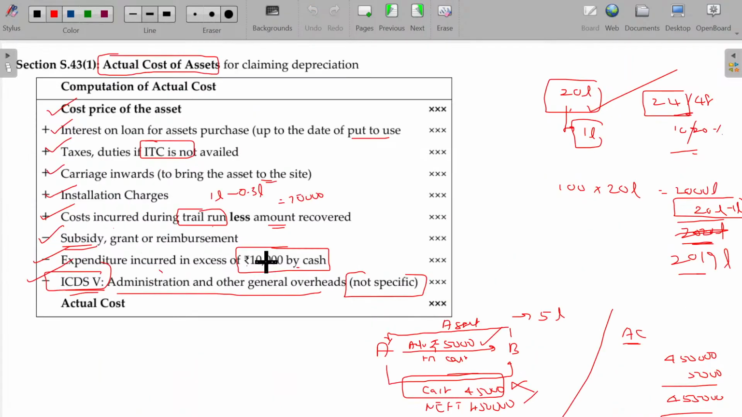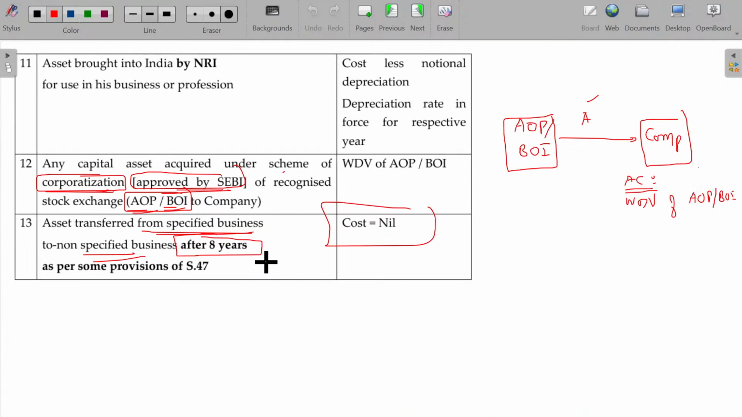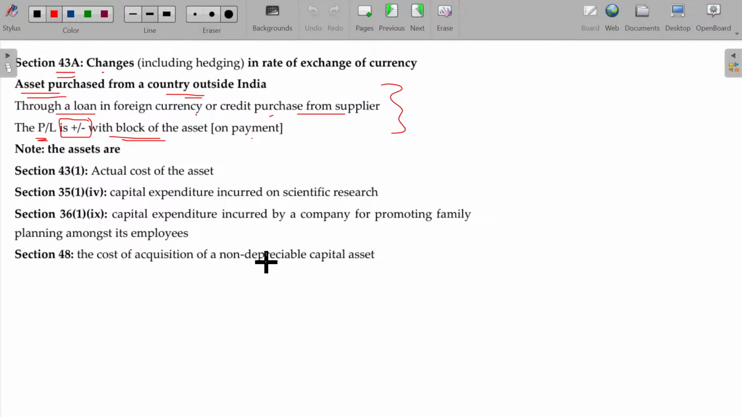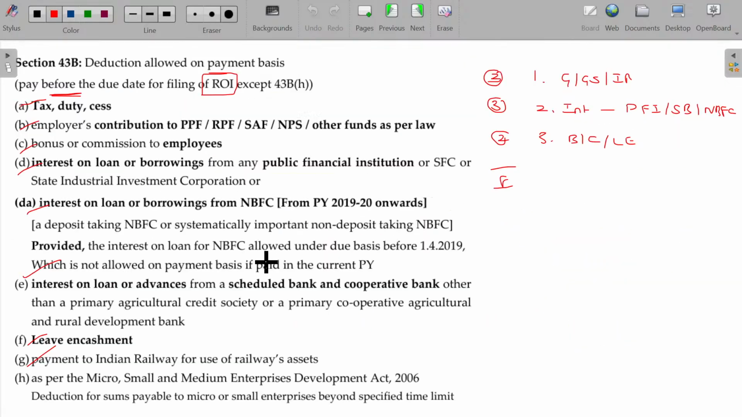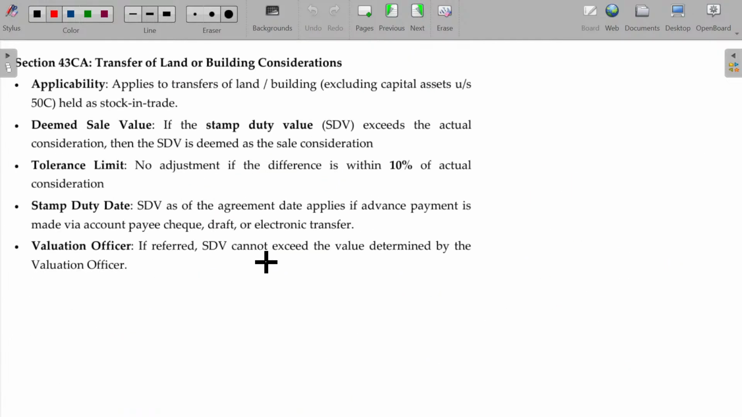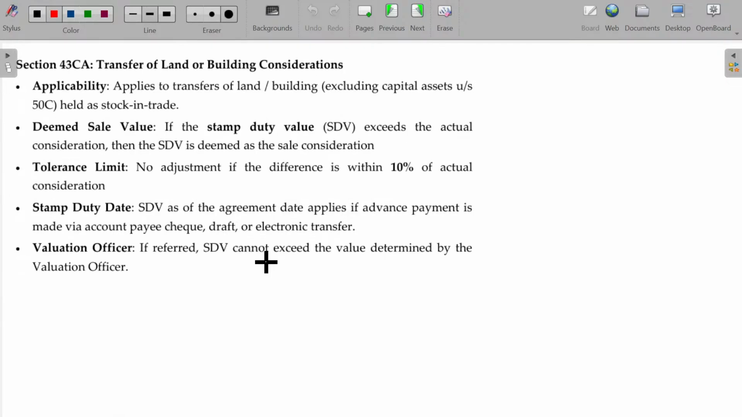Okay. So 43(1) we have completed, and 43A completed, and 43B also completed. So almost I am going to complete the majority of cases. The last provision, thereafter we have to go for the tax computation calculations.